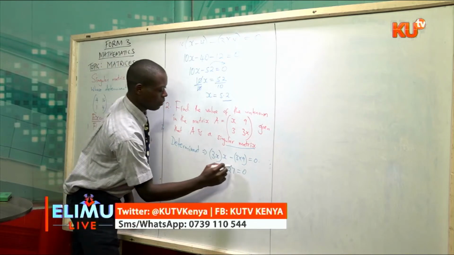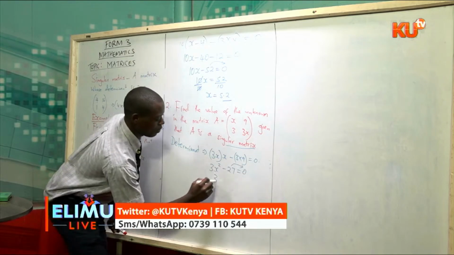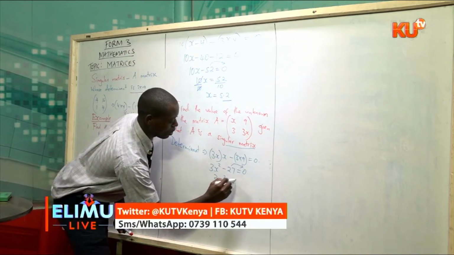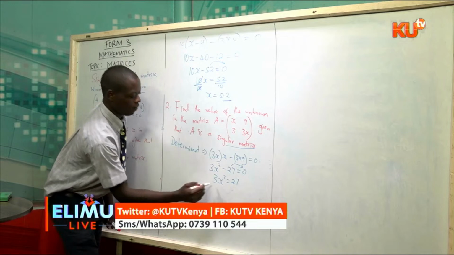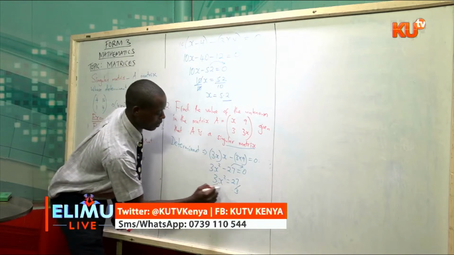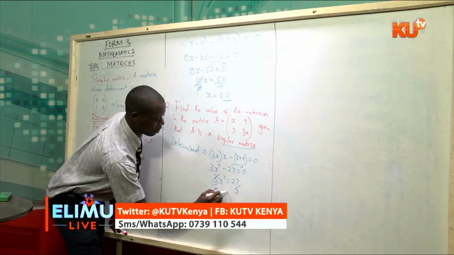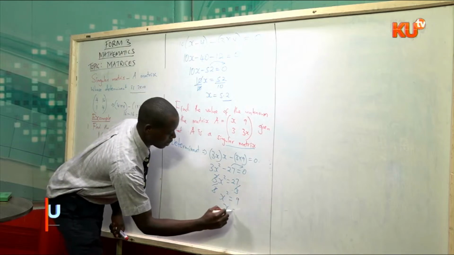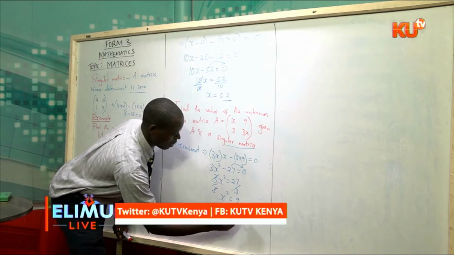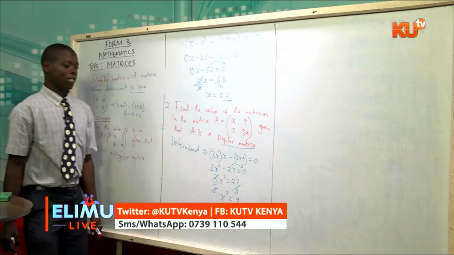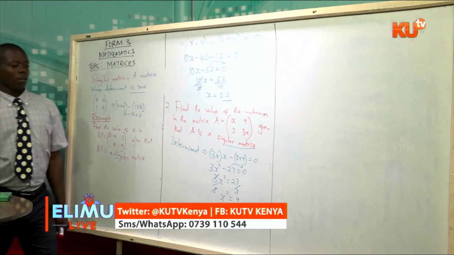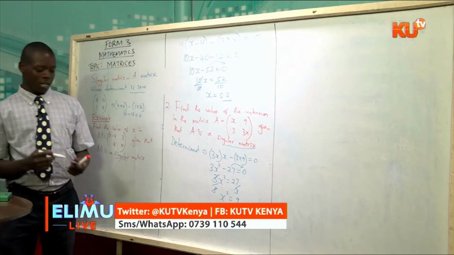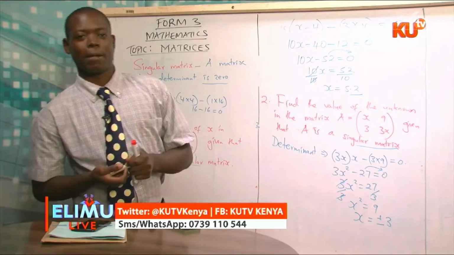We take negative 27 to the right side, so 3x squared is equal to 27. Then we divide by 3, by 3. This cancels out, x squared is equal to 9. And so what is our x? Plus or minus the square root of 9, which is 3. So our values of x are either positive 3 or negative 3.